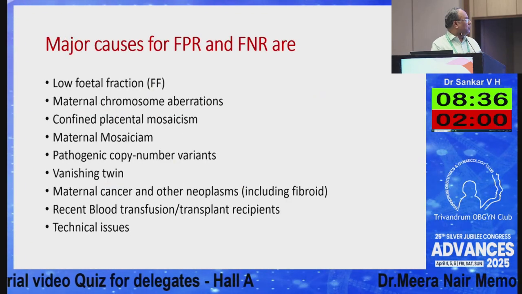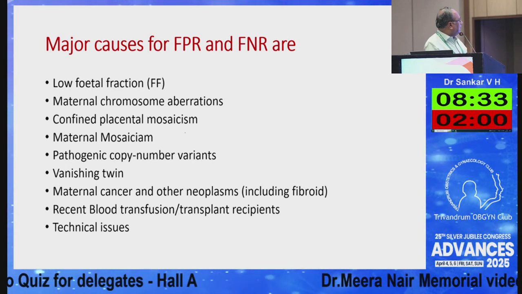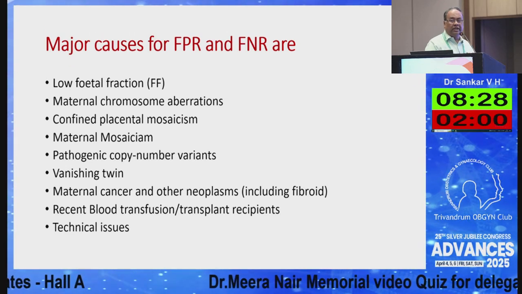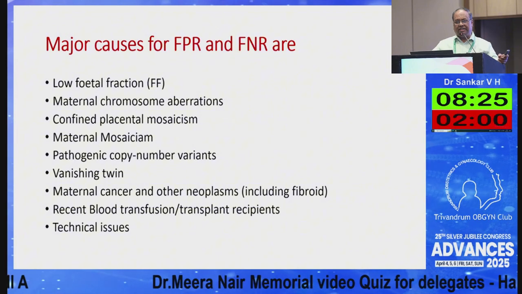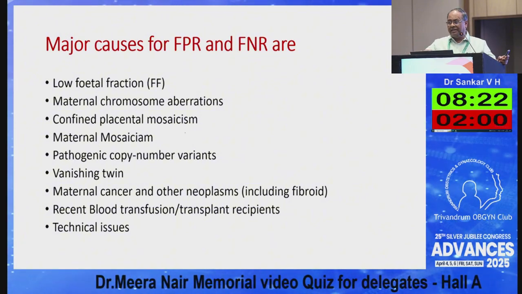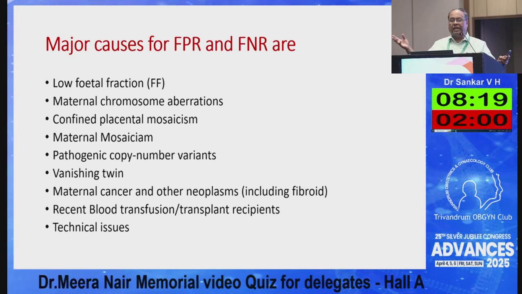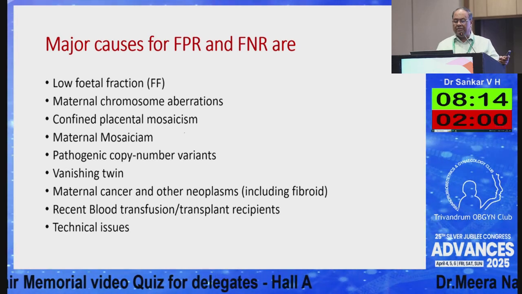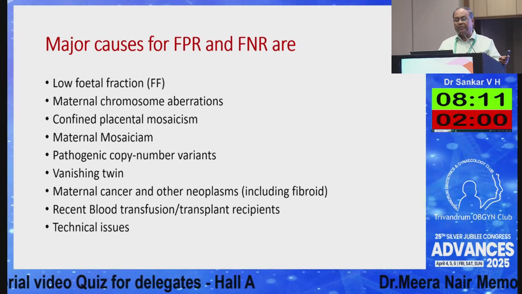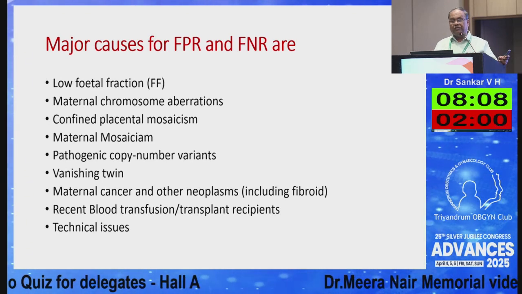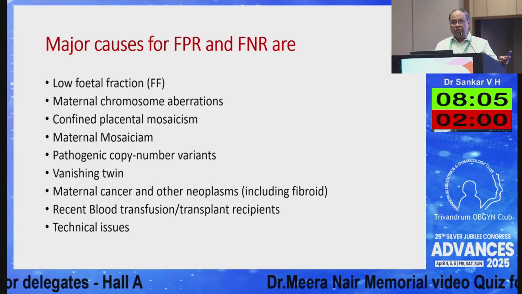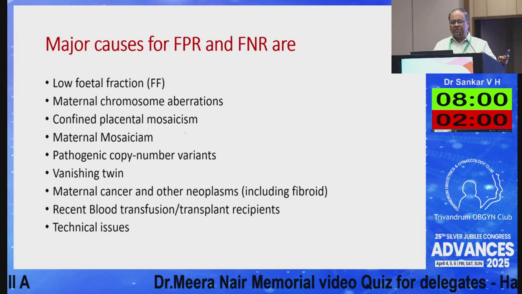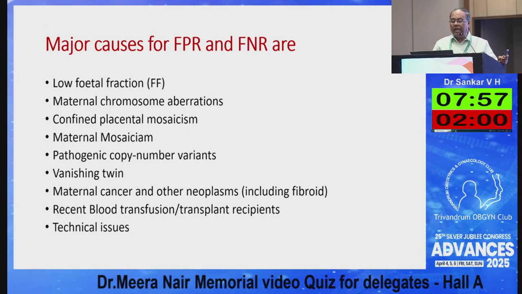So what are the major causes of false positive results? Low fetal fraction, maternal chromosome aberrations, confined placental mosaicism, maternal mosaicism, pathogenic copy number variants, and vanishing twin. Because of the vanishing twin, as we have already discussed, the placenta of one of the twins is there. So if it is dichorionic with a different genetic composition, false positive results are possible. Placental mosaicism is also possible. Maternal cancer and other neoplasms, and some reports including fibroids, can produce false positive or negative results. Also recent blood transfusion and transplant recipients. Then some technical issues, like if only 5 ml of blood is sent, some problems are there. So there are so many causes of false positive and false negative rates.